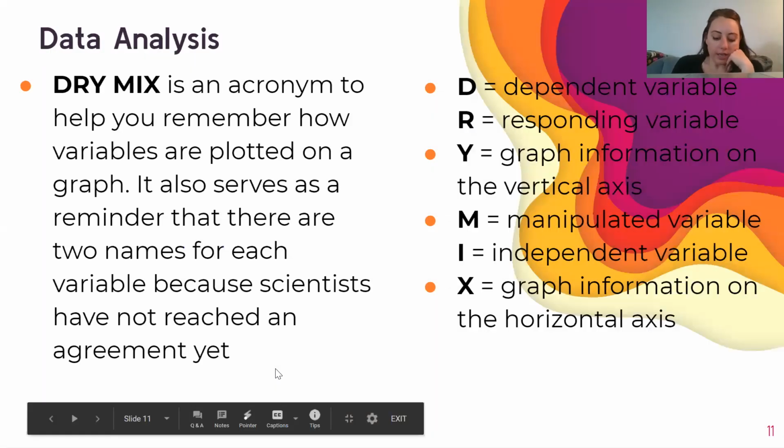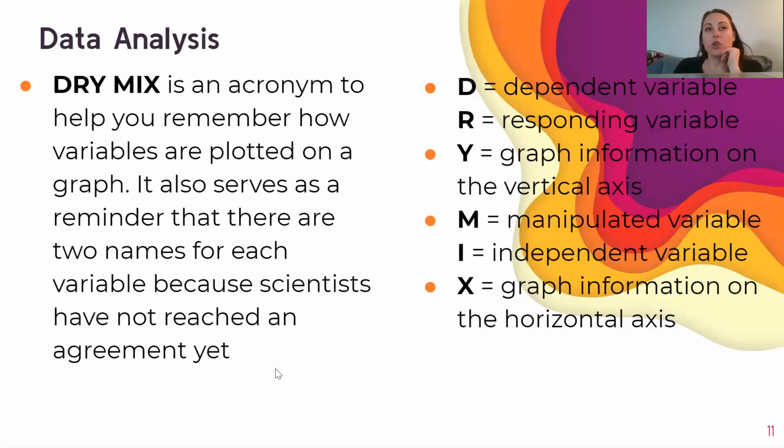All right, so let's get into the nitty gritty of FRQ number 2. FRQ number 2 is going to have a graph. On the AP Environmental Science exam, you are not ever going to be asked to make a graph. Okay, so we're not going to have to make the graph, but you are going to have to analyze graphs. And so we're going to use the acronym DRY MIX. DRY MIX helps us remember how the variables are plotted on the graphs.